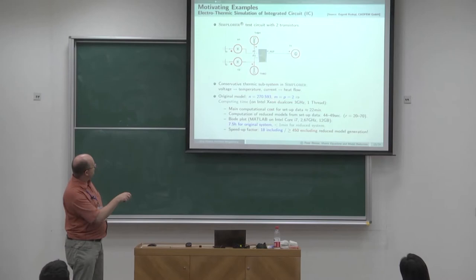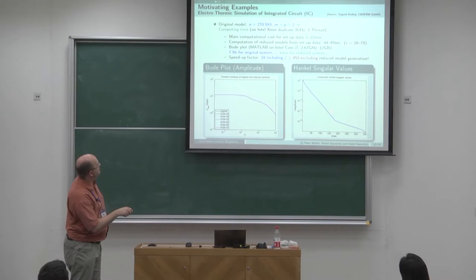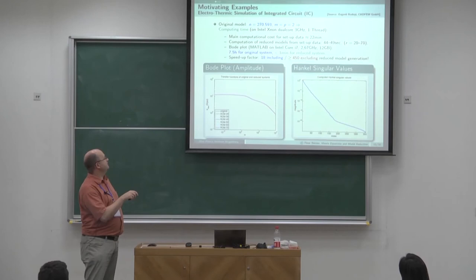270,000 was the order of the system. And you see that after already, say, 150, you reach machine precision. These Hankel singular values, this is a logarithmic scale, this is a straight line, so they decay exponentially.